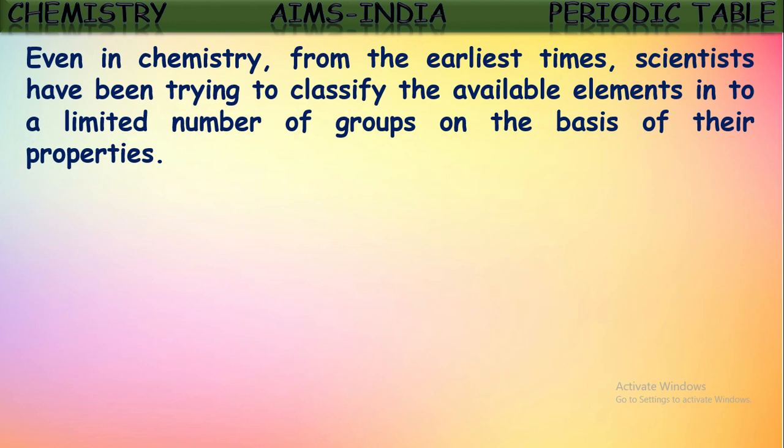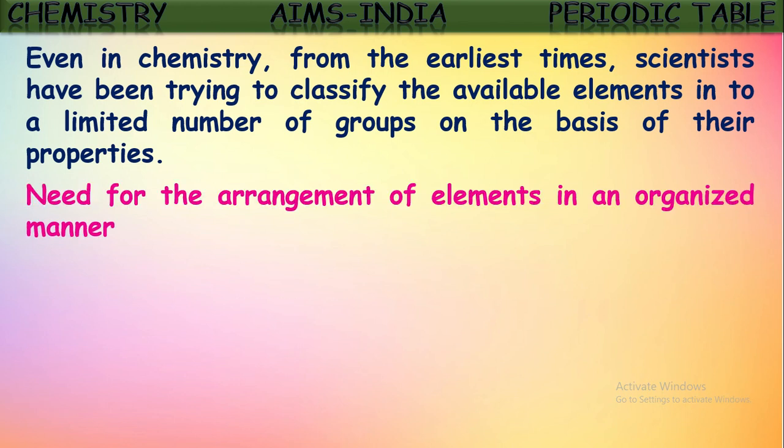Even in chemistry, from earlier times, scientists have been trying to classify the available elements into a limited number of groups on the basis of their properties. Just as it is easier to select medicines in the medical shop and groceries from the supermarket, in the same way the understanding of chemical elements also becomes easy if they are segregated. So there is a need for the arrangement of elements in an organized manner.